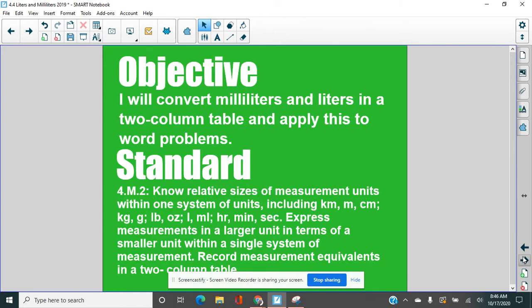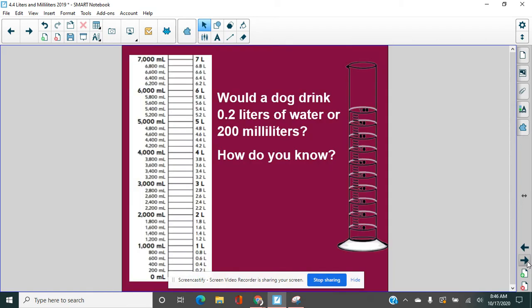Okay, let's mention the objective here. We're going to convert milliliters and liters. We're going to apply this to some word problems as well. We've seen this measurement standard several times, when we did meters and centimeters, when we did time, but there's the L and the ML. L for liters, ML for milliliters.